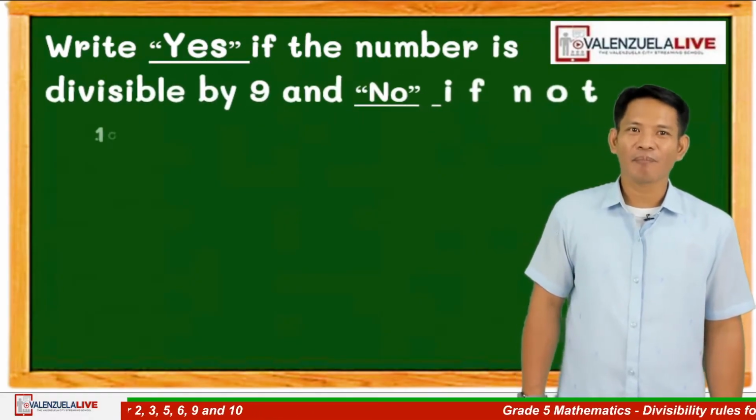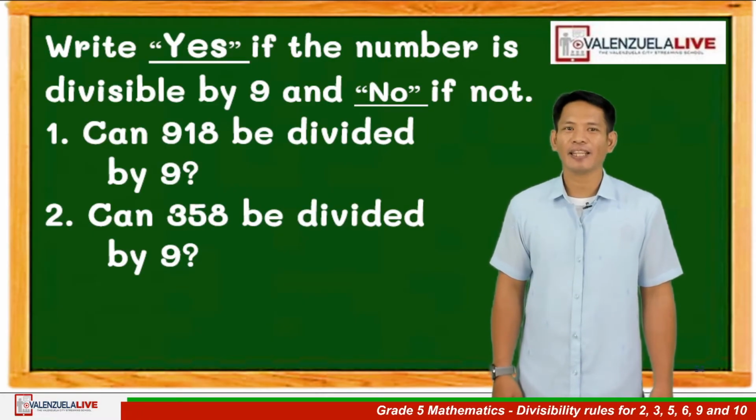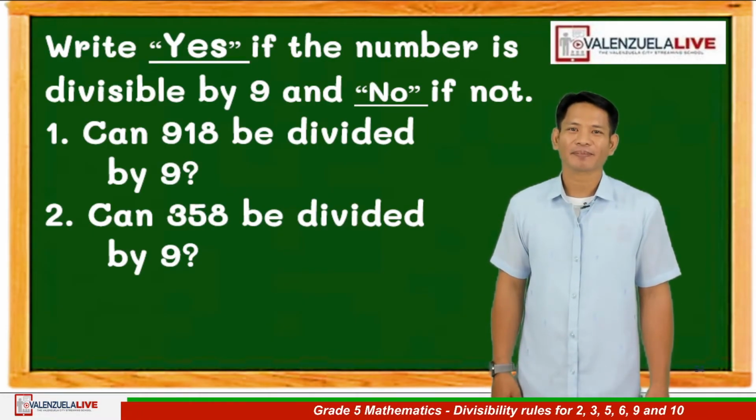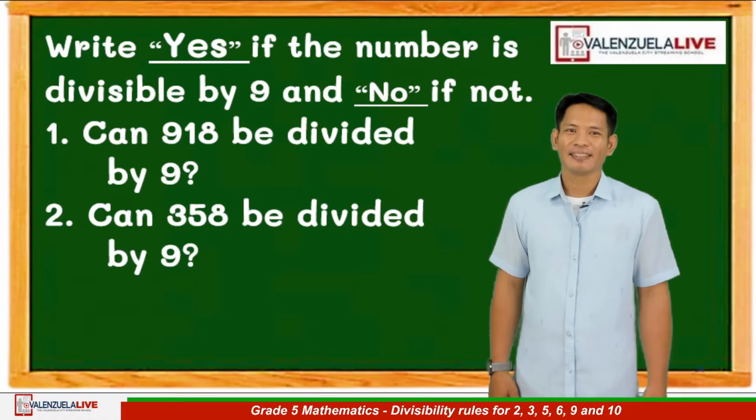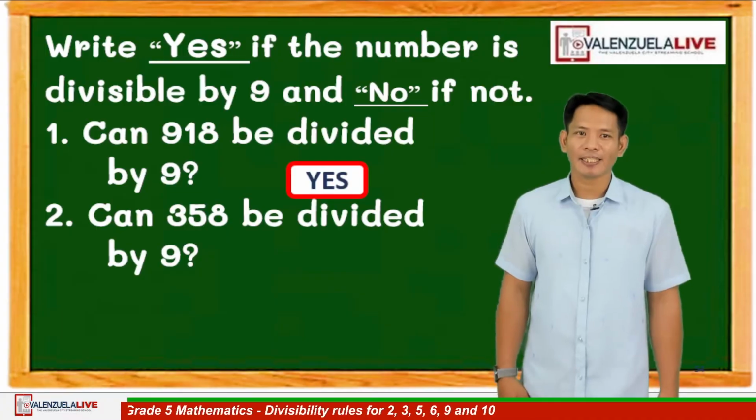Write yes if a number is divisible by 9 and no if not. Can 918 be divided by 9? Of course, the answer is yes, because 9 plus 1 plus 8 is 18.